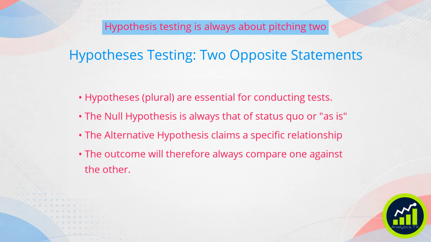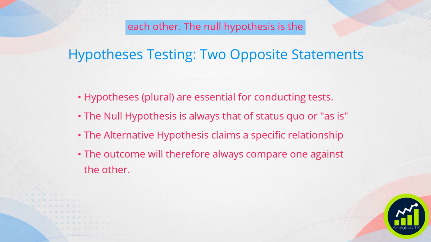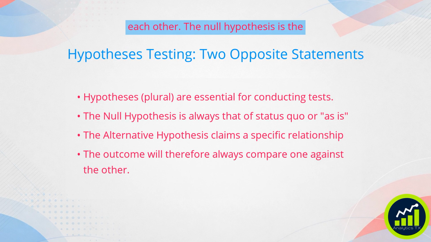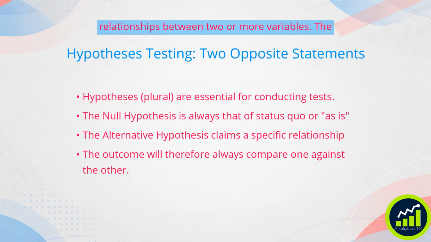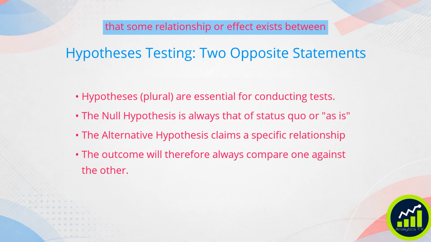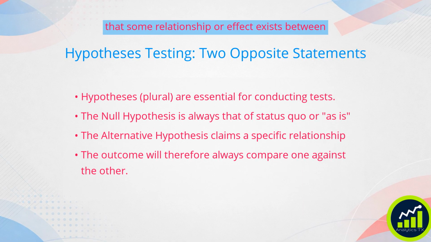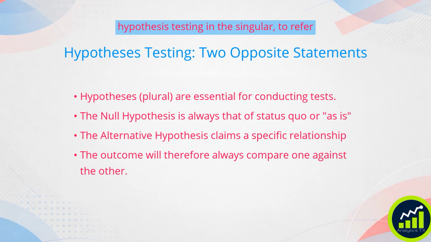Hypothesis testing is always about pitching two contradictory statements about the same situation against each other. The null hypothesis is the status quo position, which denies predictability or relationships between two or more variables. The alternative hypothesis is the direct contradiction, stating that some relationship or effect exists between or among those variables.